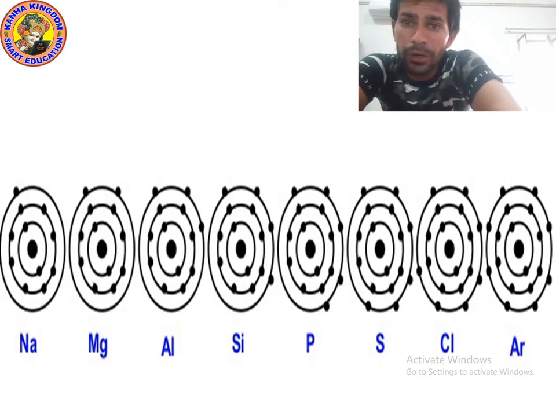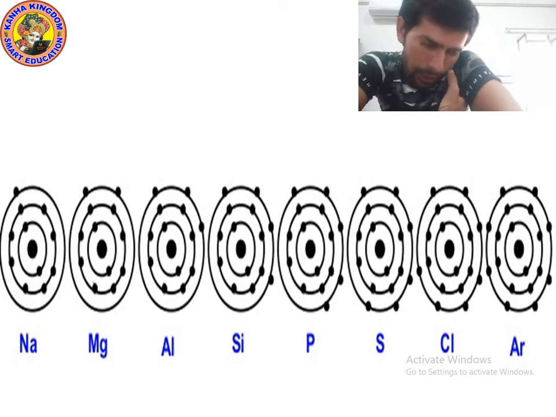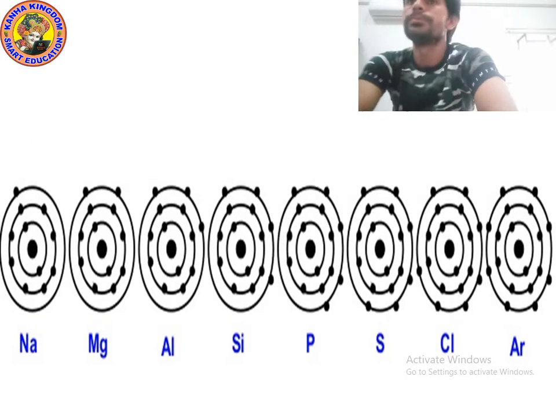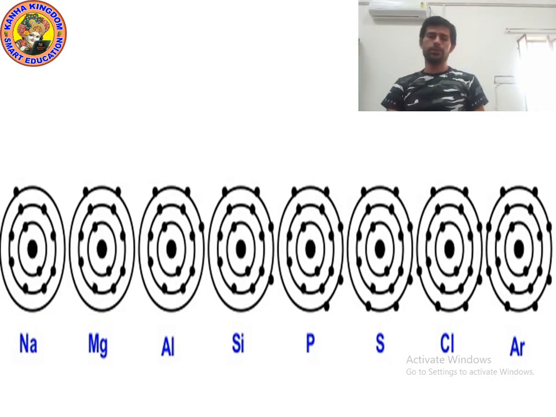So now we will make a third circle. We will draw the third orbit, and we have only 1 electron. Sodium has only 1 electron remaining. So we'll draw 1 dot in the remaining circle. Okay.